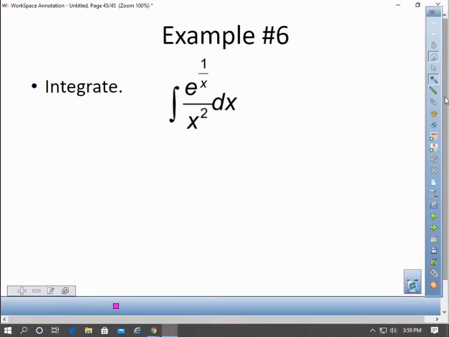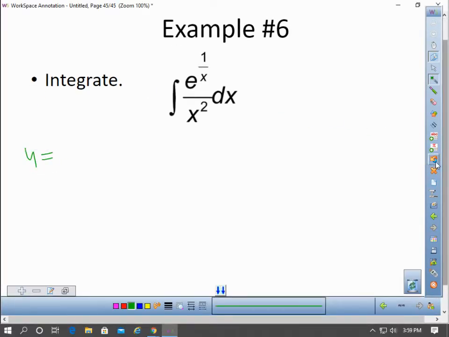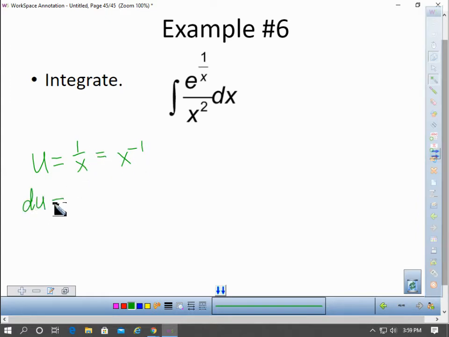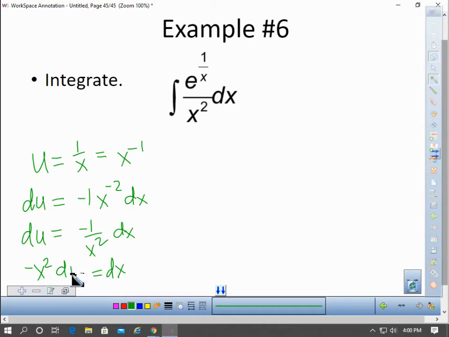All right, so then this one, my u is going to be 1 over x. And I need to rewrite that as x to the negative 1 to make my derivative easier to do, because you're just bringing your x upstairs. So my du is going to equal, doing the derivative of this, negative 1 x to the negative 2 dx, which if I rewrite that is negative 1 over x squared. Because x to the negative 2 means take x squared to the denominator. And then to solve for dx, you're basically multiplying negative x squared over to this side. So it's negative x squared du.